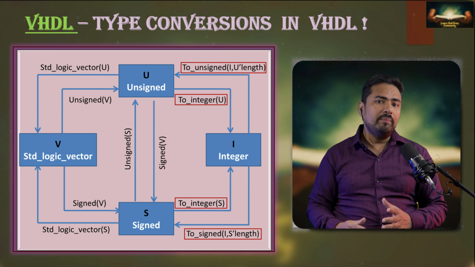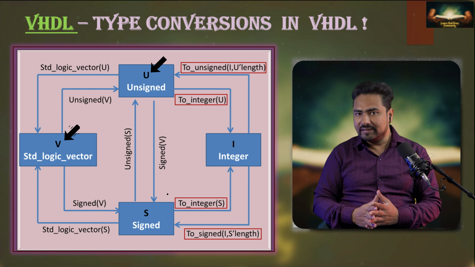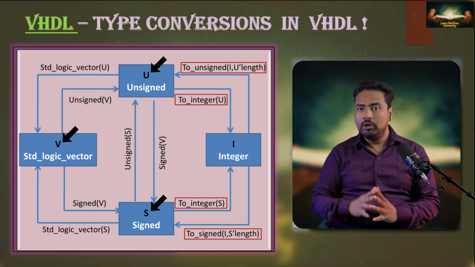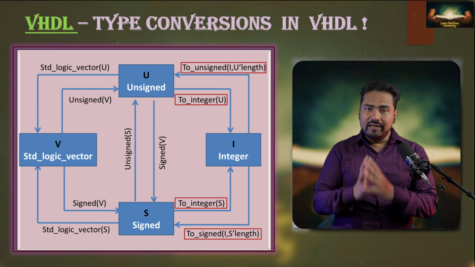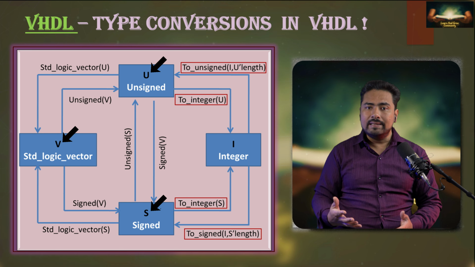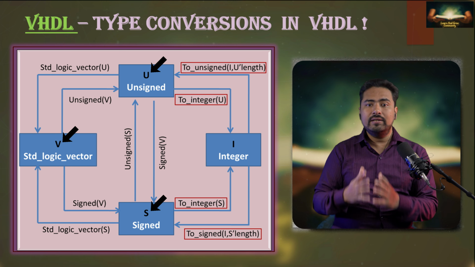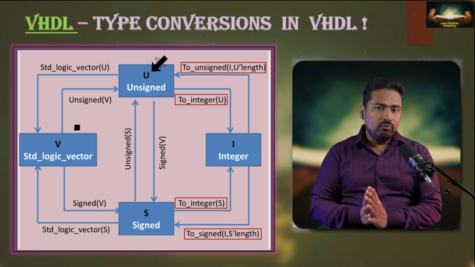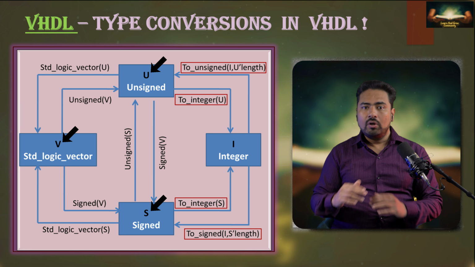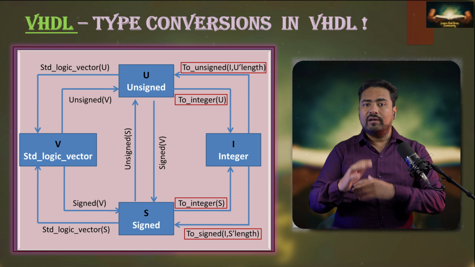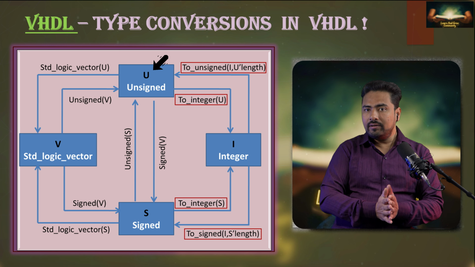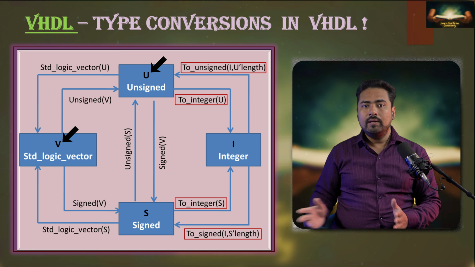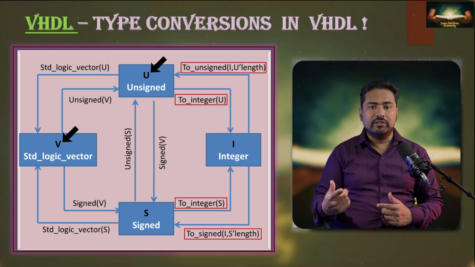However, always remember that the length of these vector signals must match during the conversions. If the length of these signals are not matched, then you will get errors in your VHDL designs. So ensure that the length of those signals are identical. For example, if you are converting a signal from unsigned to a std_logic_vector, the vector length should be matched here.